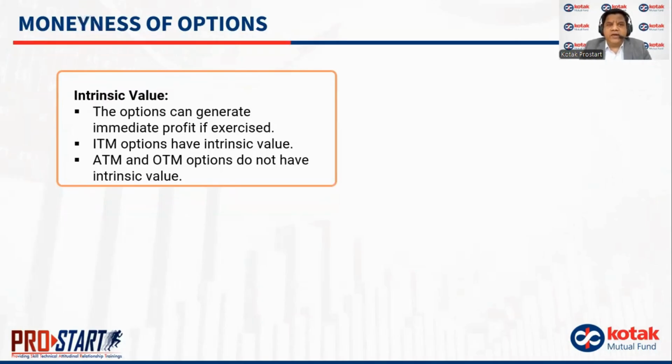The first and foremost is the intrinsic value. If any given option, call or put, is exercised immediately and you get a profit, then that amount is known as the intrinsic value of the option. ITM, which is in the money options, have intrinsic value. ATM, which is at the money, and OTM, which is out of the money options, do not have any intrinsic value. So, whenever we talk about intrinsic value, we are talking about essentially ITM options.